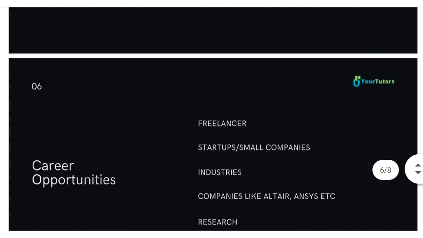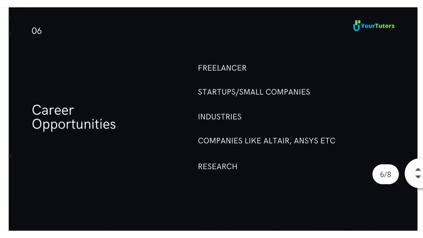Now, looking at the career opportunities that we have, one is freelancer. We can work as a freelancer. There are a lot of opportunities awaiting us to work as freelancers, because there will be a lot of projects available online. We can bid on those projects and do them on our own.